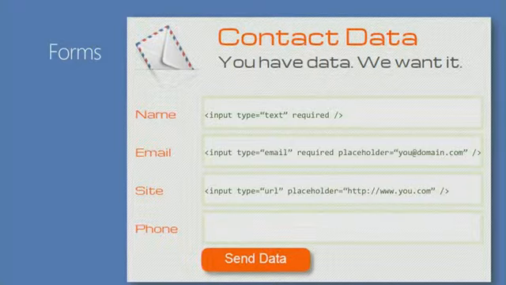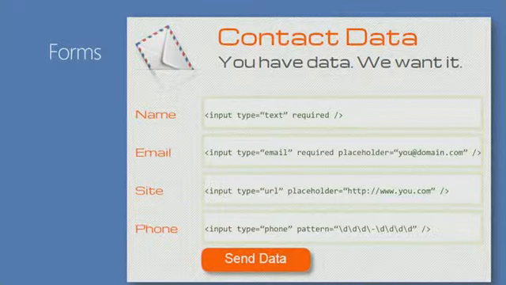You can do the same thing here with site, type URL, and with phone, I thought I'd introduce that in addition to all the things we've talked about before, like marking it required and placeholders, we can actually provide a pattern. You recognize what's in that pattern? Yeah, it looks like a phone number.